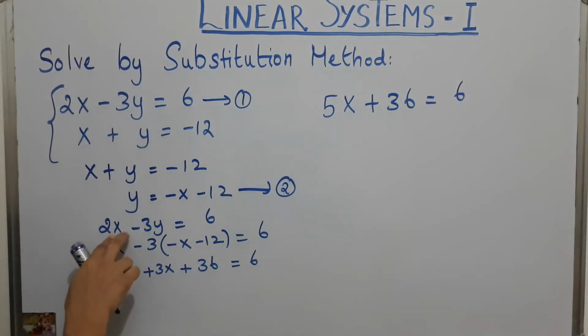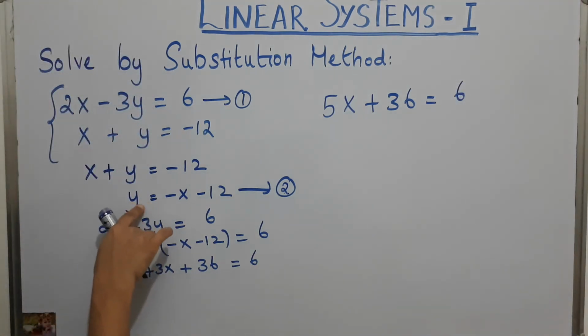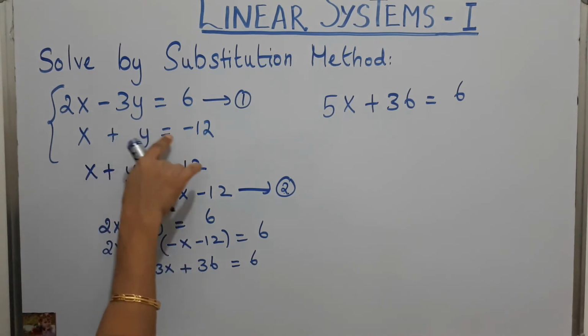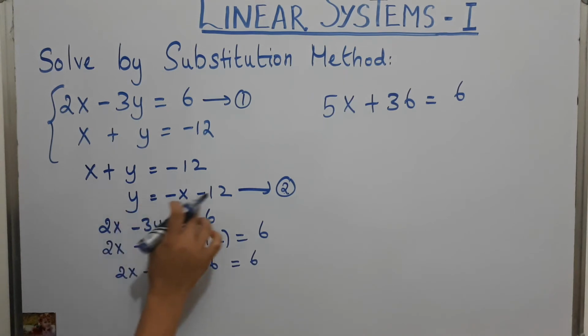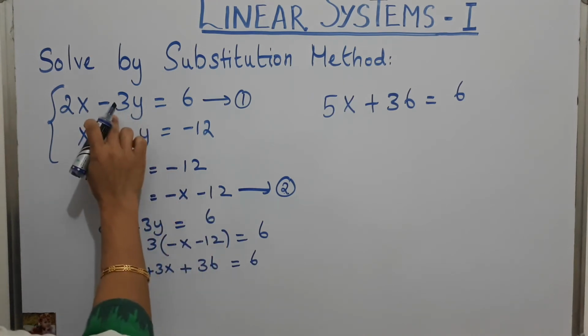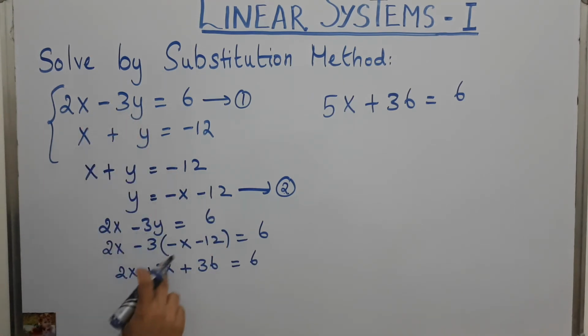Okay, so first of all you are rewriting the second equation into slope intercept form, and now you are substituting the value of y into the first equation. So you have to write 2x minus 3 times (x minus 12) is equal to 6, and now you are distributing the minus inside, so the minus and minus will become plus. So plus 3x plus 36 is equal to 6.